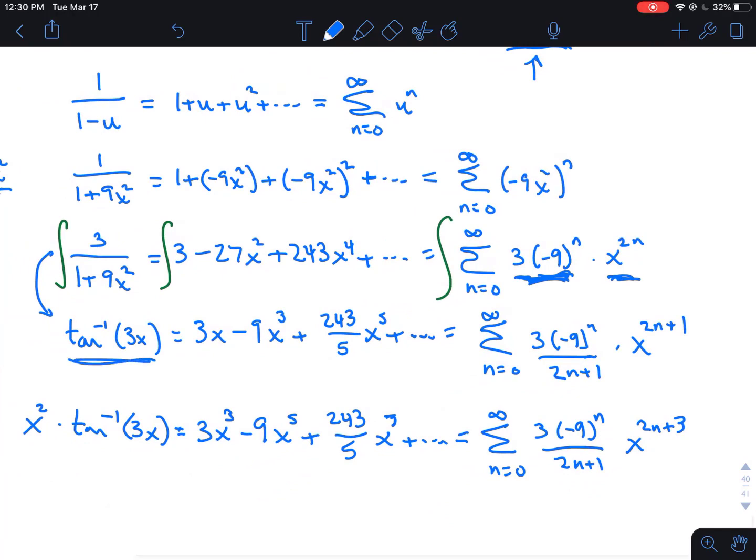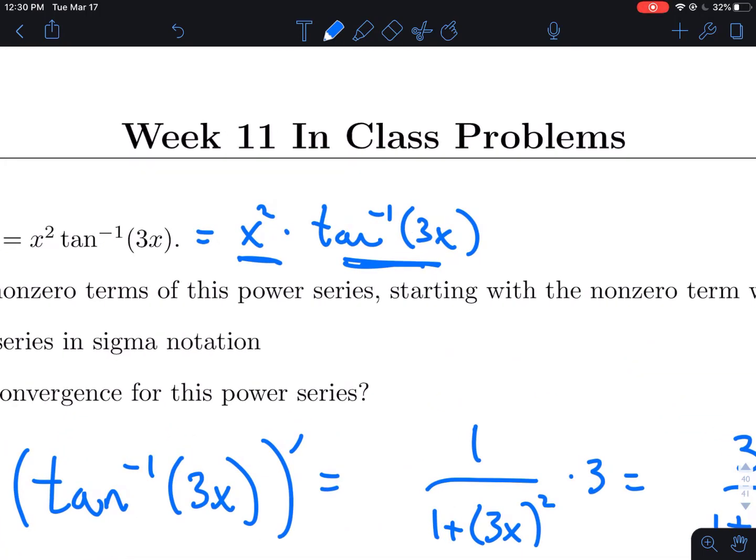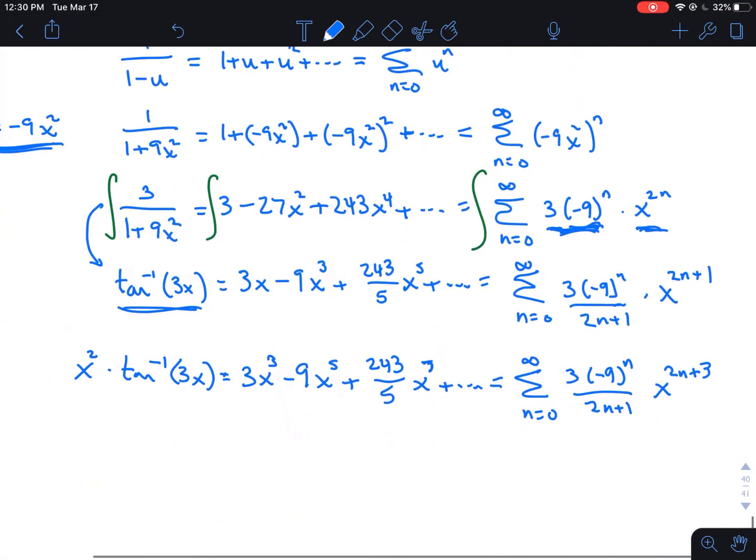Right now, we've finally figured out what the power series is for tangent inverse of 3x. However, my original problem didn't have just tangent inverse. It wanted to throw in this extra bit of a polynomial here, this x squared, and that's fine. We can take care of that at the end, just like we've been doing.